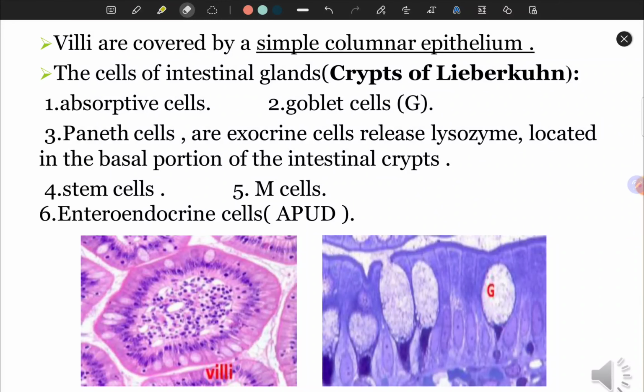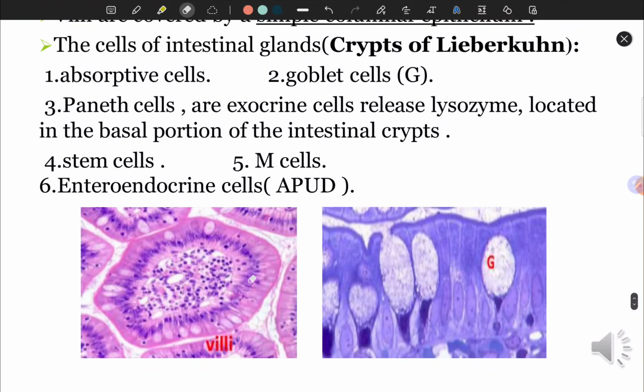Here in this slide we see a single villus, a finger-like projection in cross section, covered by a type of epithelium, which is the simple columnar epithelium.